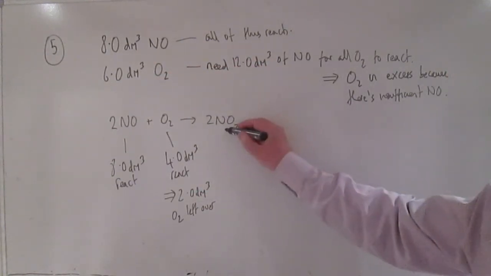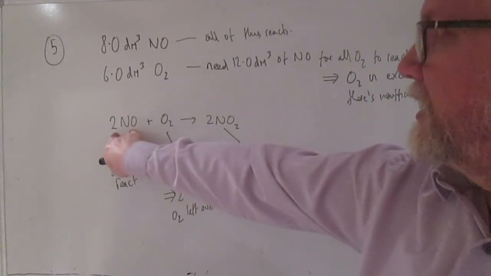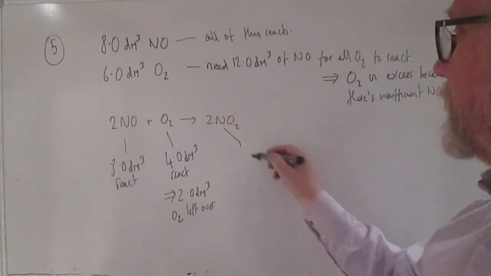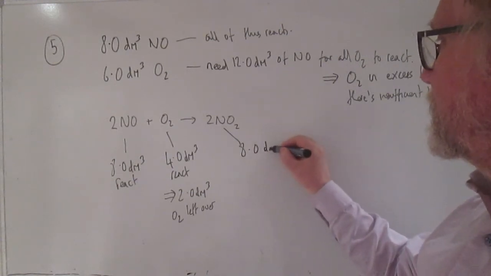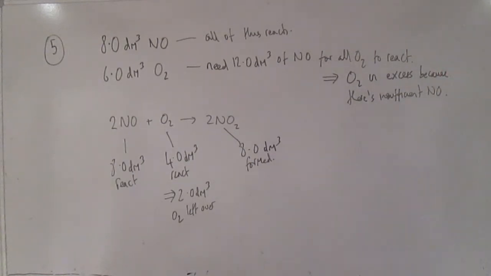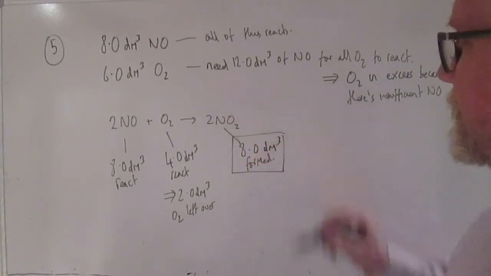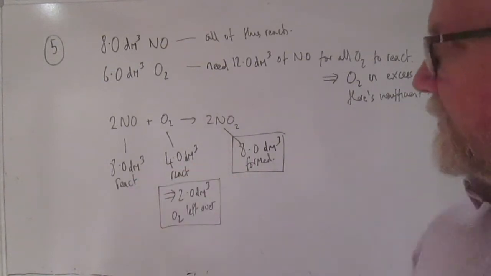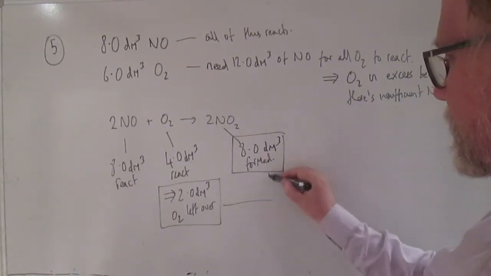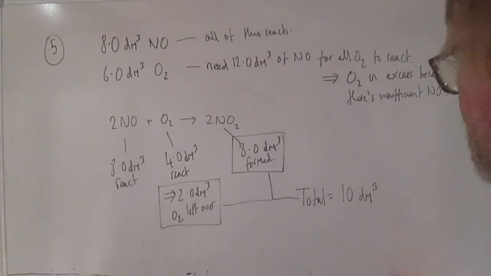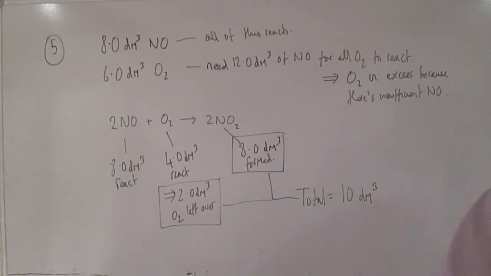And how much NO2 will we get? Well, the equation says however many moles of NO react you get that many moles of NO2. So whatever volume of NO reacts, you get that volume of NO2. So we get 8.0 dm cubed formed. So at the end, what do we have? Well, we have this 8 dm cubed that's formed, and we have this 2 dm cubed left over. These ones obviously have gone, so this is what we've got left at the end, and so we have a total of 10 dm cubed left at the end, and therefore your answer is B for that one.